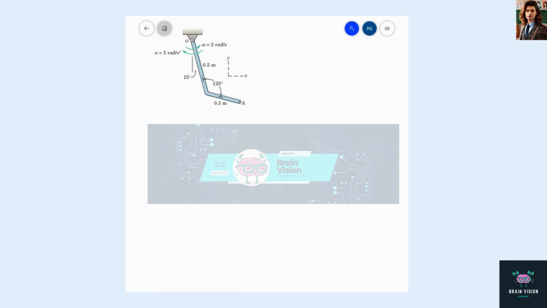Hi. So we're given a question that this bent bar has an angular acceleration of 5 rad/s², an angular velocity of 2 rad/s, and we want to find the velocity and acceleration at point A.